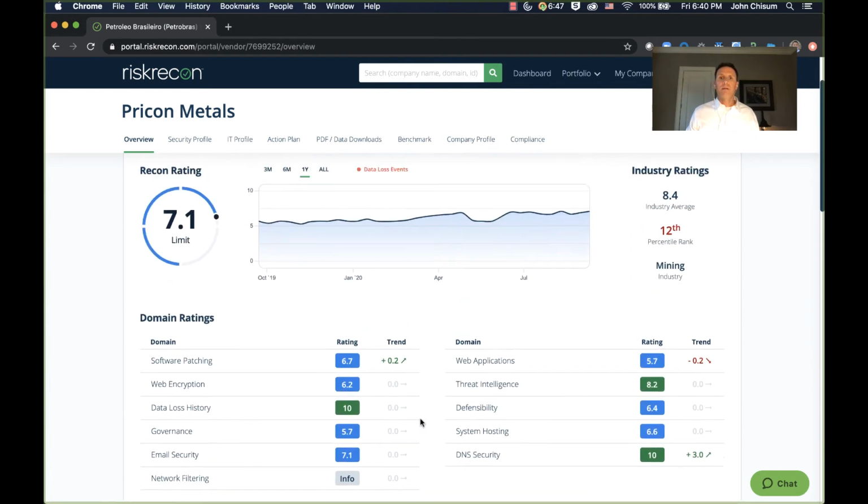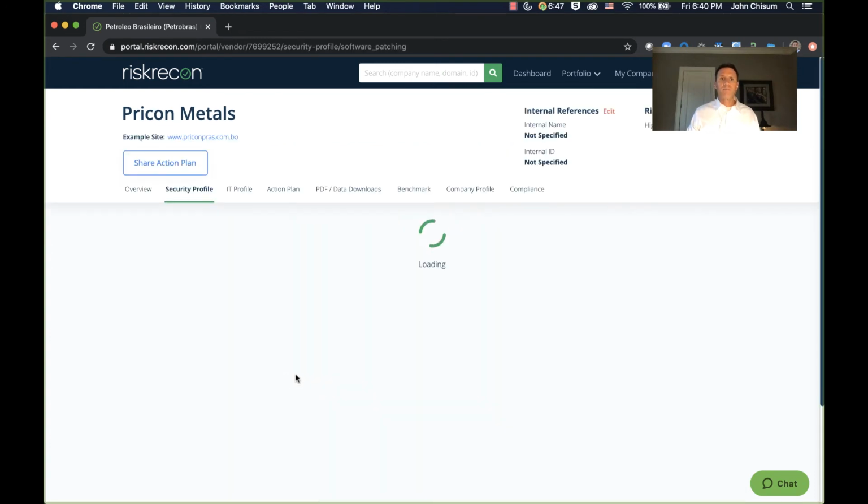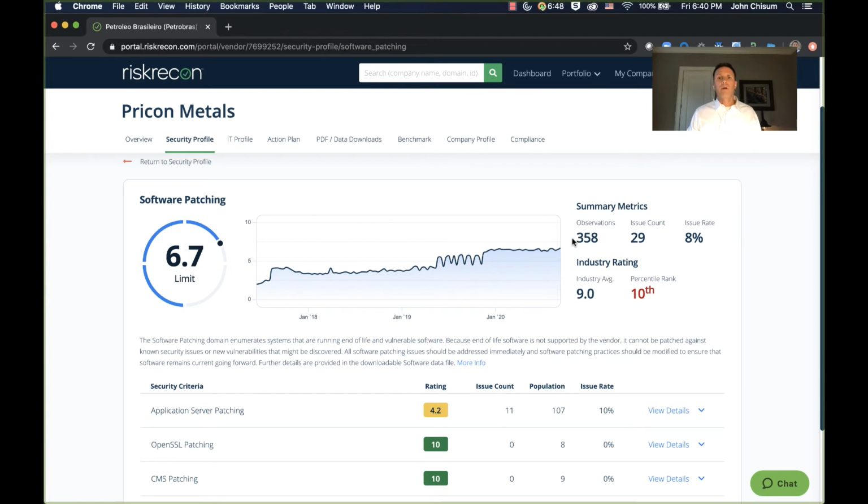And it's this population of systems that we're crawling, gathering data from, and observing to determine, again, where issues exist and what the asset value of the systems are that are impacted. So if we were to look at something like software patching, in this case where we see a rating of 6.7, on the surface, as we look to understand how this organization performs, how they're managing their environment, we can get a quick understanding when we look at the summary metrics.